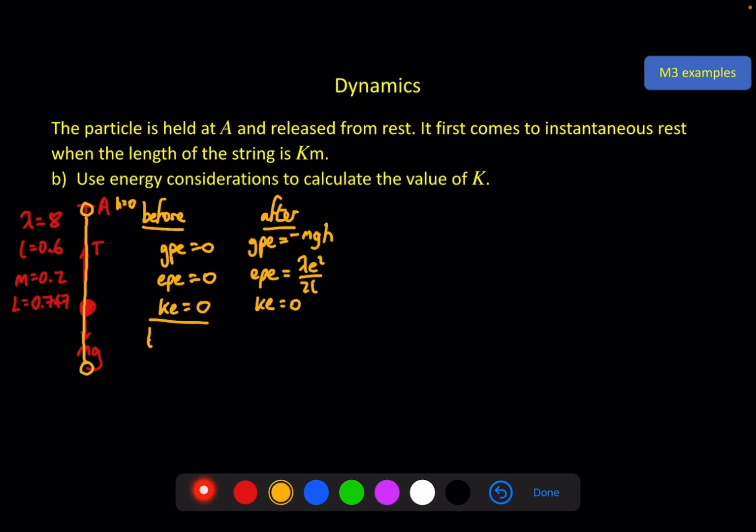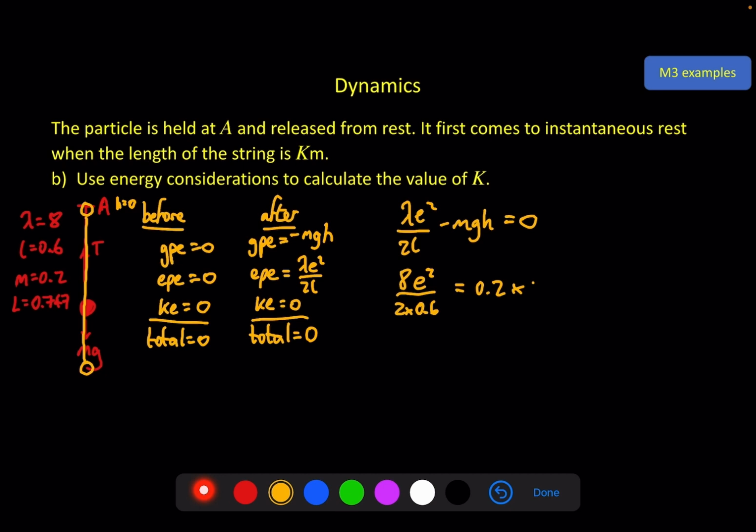It's a closed system, by which I mean no energy has been lost to friction or anything like that, so the total must remain the same. It's obviously 0 here, it must also be 0 here, so this plus this equals 0, so we get lambda e squared over 2L minus mgh must equal 0. We know lambda is 8, the extension is the thing we're trying to find. 8e squared over 2 times the natural length must equal the mass, 0.2, times 9.8, times the height. Now the height is k, because this length we're told is k meters.